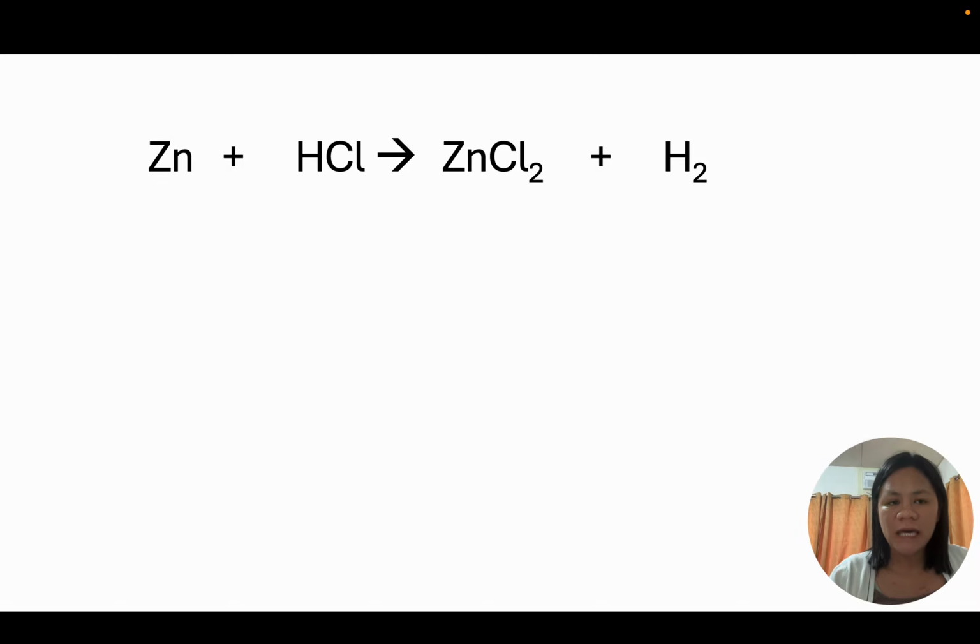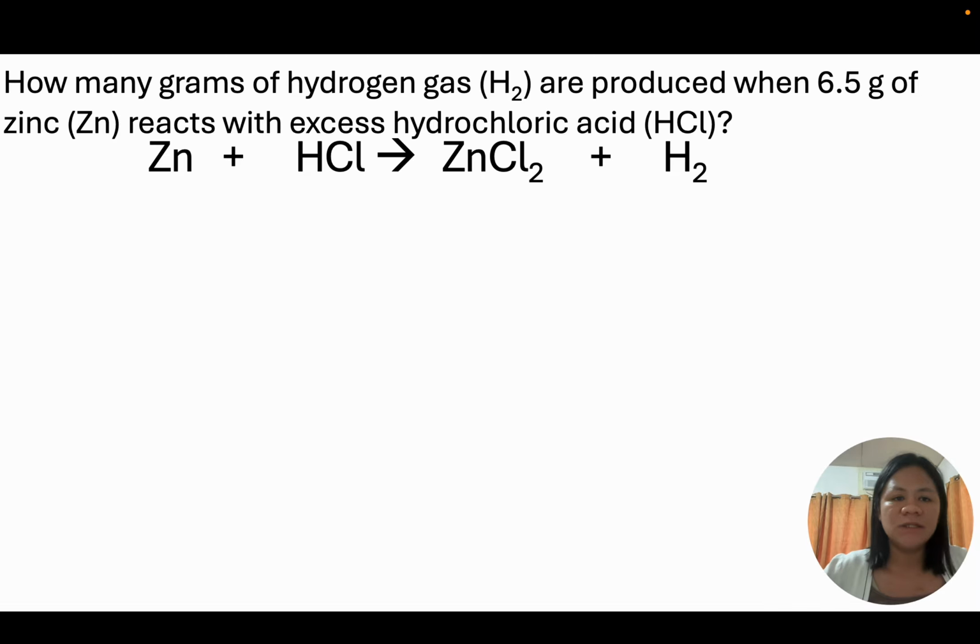Okay, so we have our given here, and the question is, how many grams of hydrogen gas are produced when 6.5 grams of zinc reacts with excess hydrochloric acid? Take note, you'll only look at the given and what is wanted. Sometimes the rest is just to mislead you. Looking at the question, look for the word how, that is what we want to know, and the given is always the number with an element or compound.